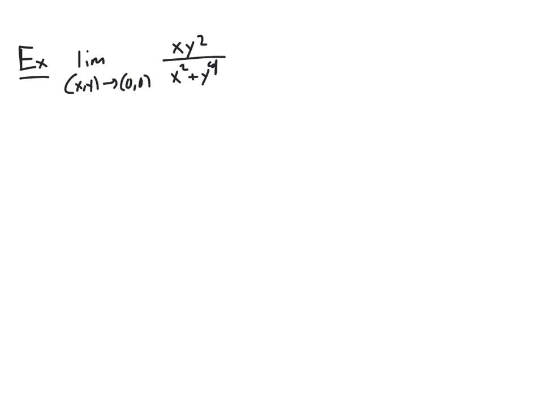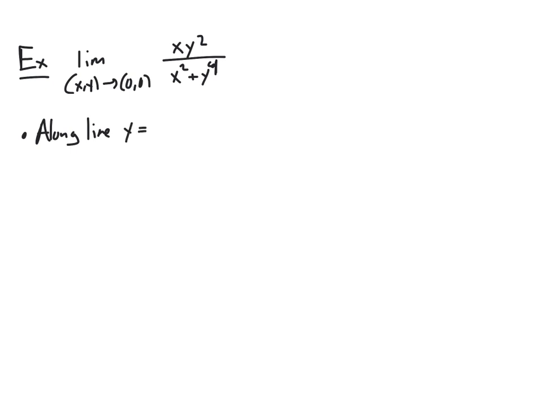So we could go about this the same way that we did the previous example. We could check the x-axis, we could check the y-axis, and if those are the same, we could check y equal x, and if that's the same, we could try a different line. But because I know how to do this problem, I'm going to skip ahead, and I'm going to do all lines at the same time.